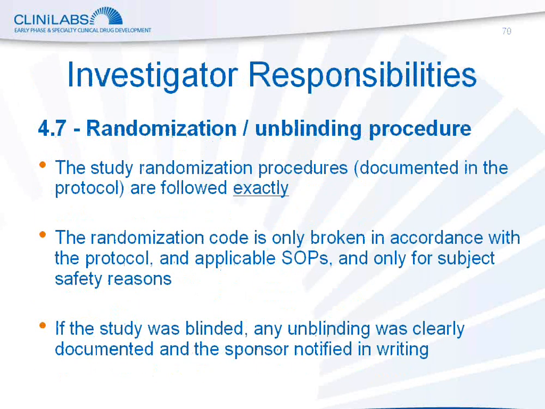The seventh item is the randomization or unblinding procedure. So the randomization procedure has to be documented in the protocol and followed exactly. The randomization code is only broken in accordance with the protocol and applicable SOPs and only for subject safety reasons. That is until the study is over. If it's blinded, any unblinding has to be clearly documented and the sponsor notified in writing.